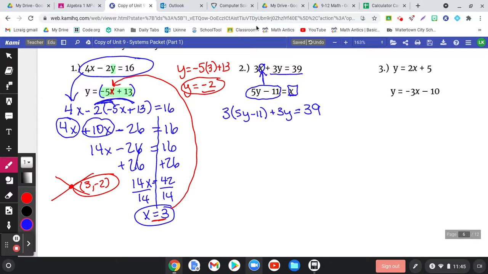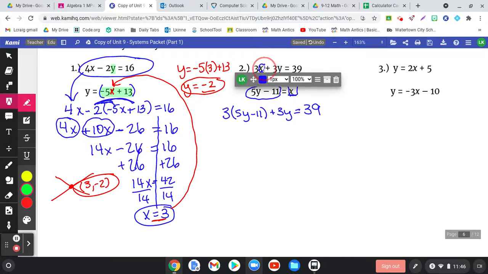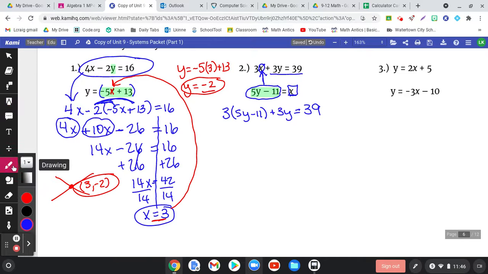And is it always the bottom being substituted in? No, that's just how it's working out because the bottom equation is already solved. So again, all we did is we took out the x right here, and we replaced it with this 5y minus 11. Okay, so now we can solve.